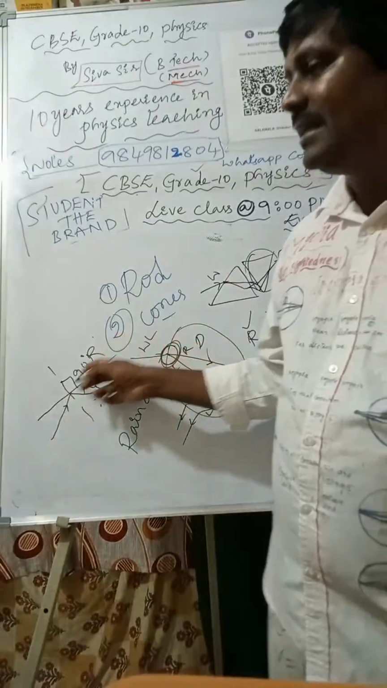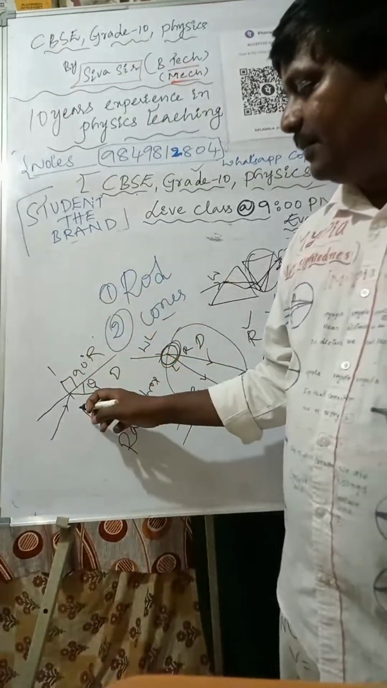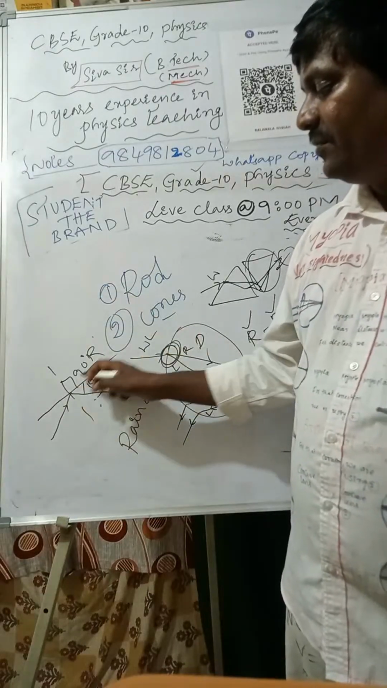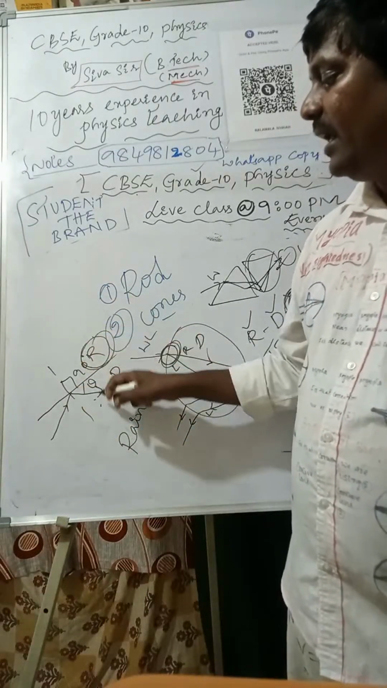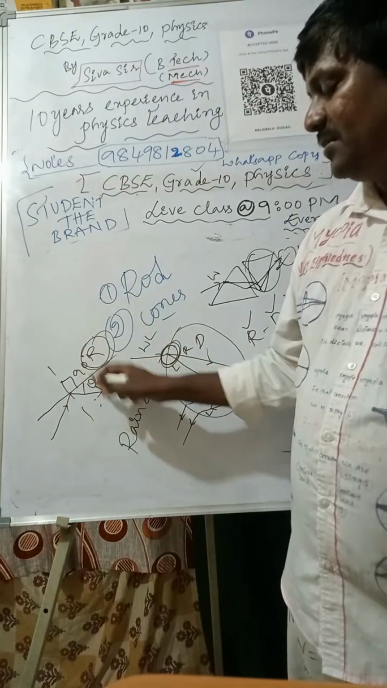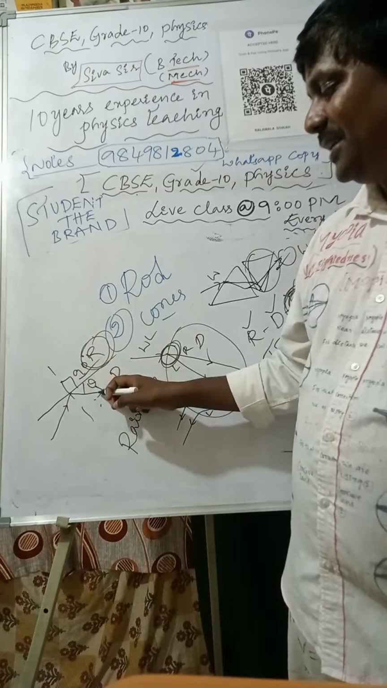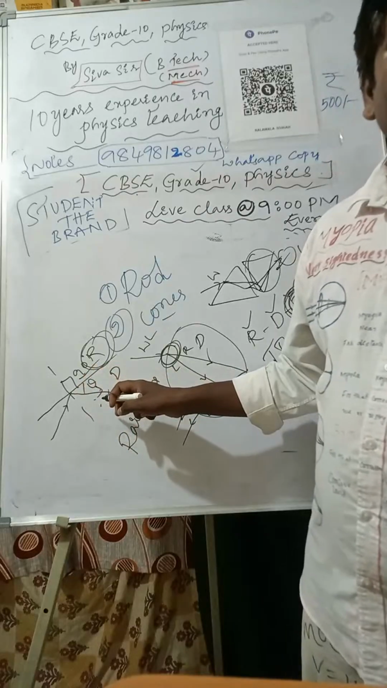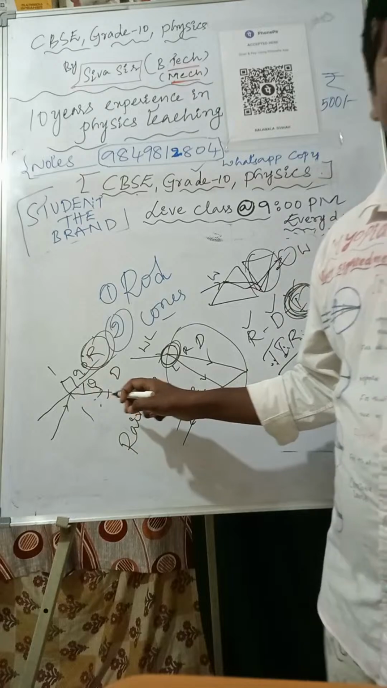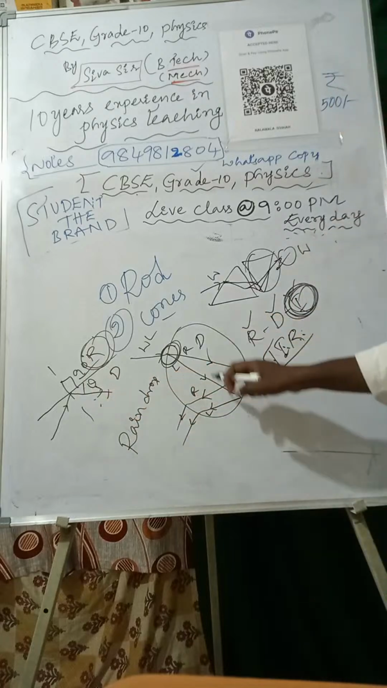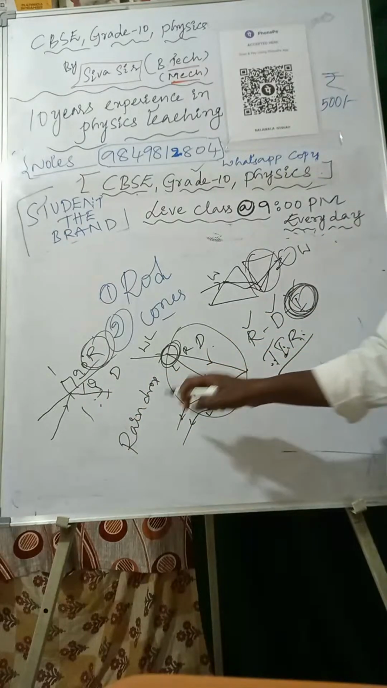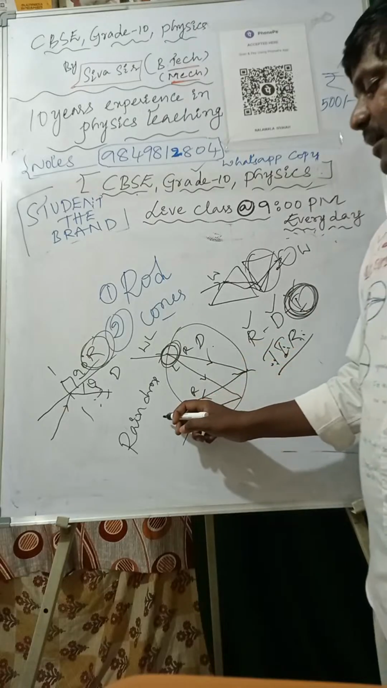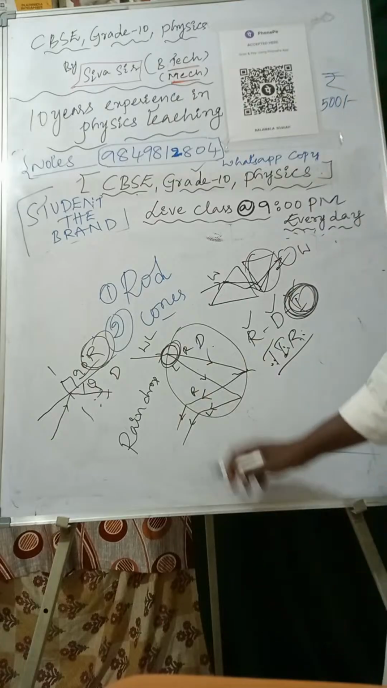Even though it is a transparent medium, if the light ray passes from denser to rarer, and in the refracted ray it makes more than 90 degrees, here 90 plus theta, then this light ray reflects back into the same medium. Whenever the light ray passes from denser to rarer and makes more than 90 degrees, it reflects back into the same medium.